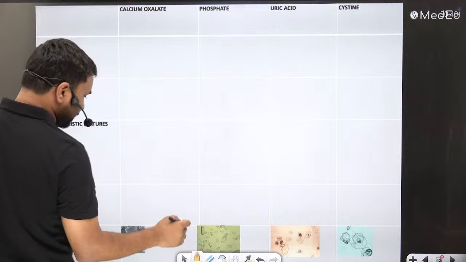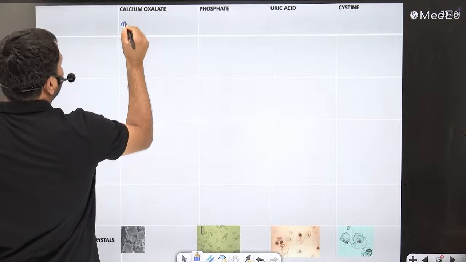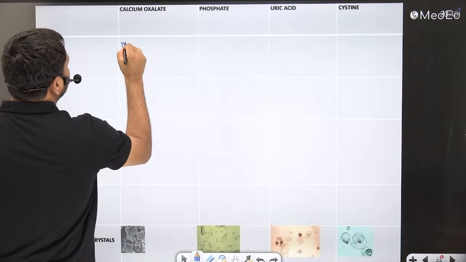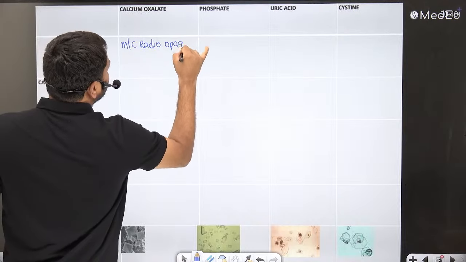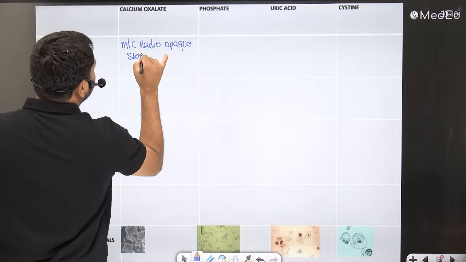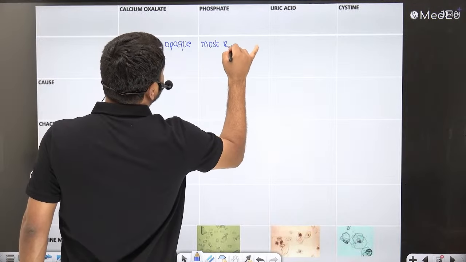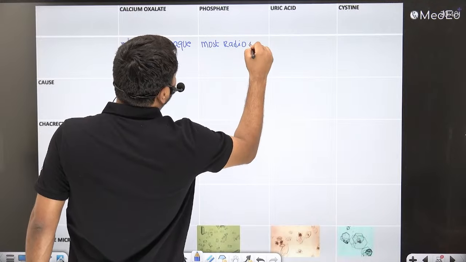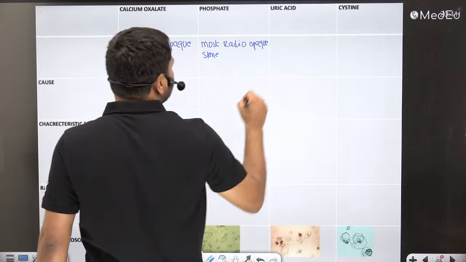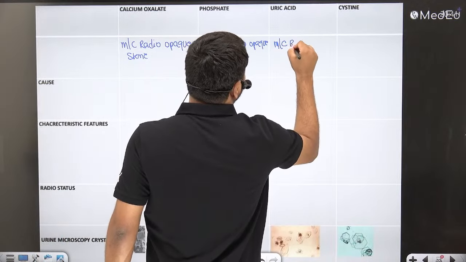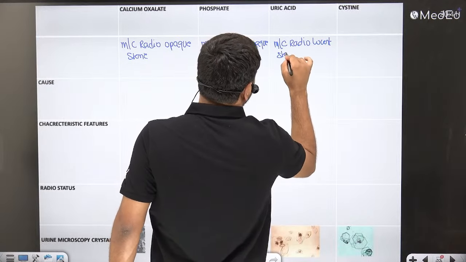Calcium oxalate stone happens to be the most common radio opaque stone. Phosphate stone happens to be the most radio opaque stone that you would see. Uric acid stone is the most common radiolucent stone.